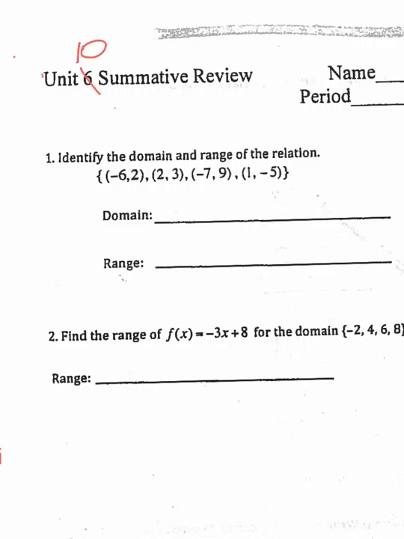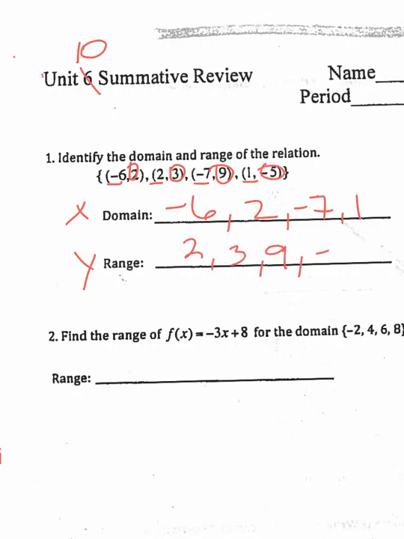All right, so your domain is all the x values. I'm going to put x there. Range is all the y values. So x values, take all those. So I got -6, 2, -7, and 1. Range values, all the y's. So I got 2, 3, 9, -5. All right.